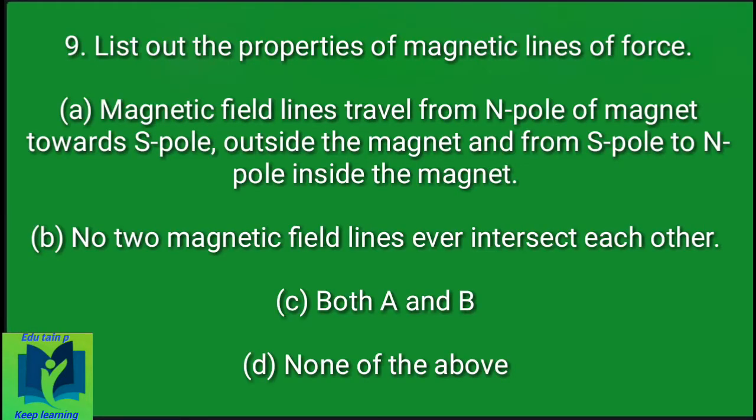List out the properties of magnetic line of force. Option A, magnetic field lines travel from north pole of magnet towards south pole outside the magnet and from south pole to north pole inside the magnet. Option B, no two magnetic field lines ever intersect each other. Option C, both A and B. Option D, none of the above.